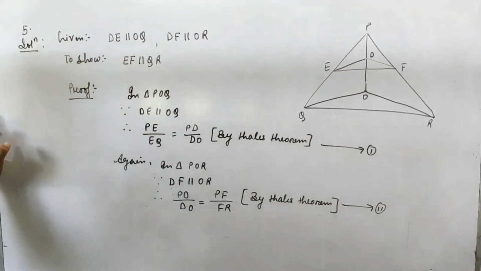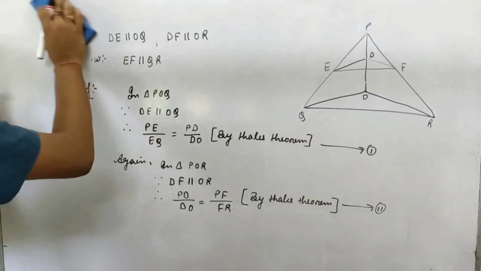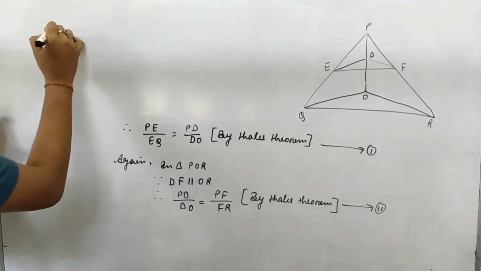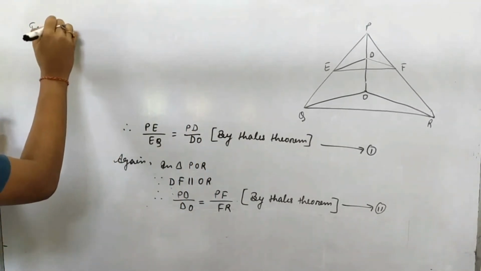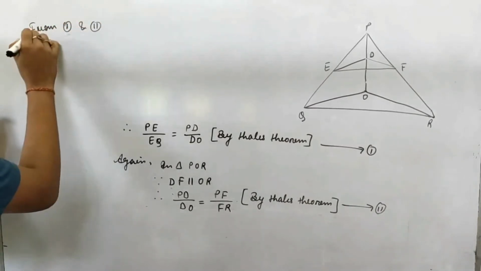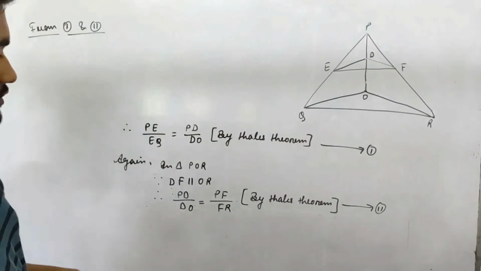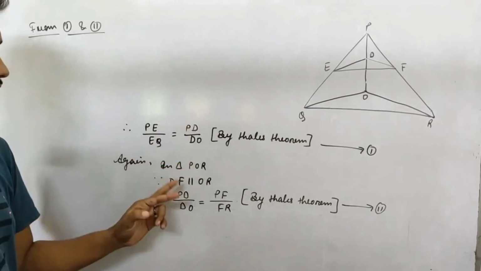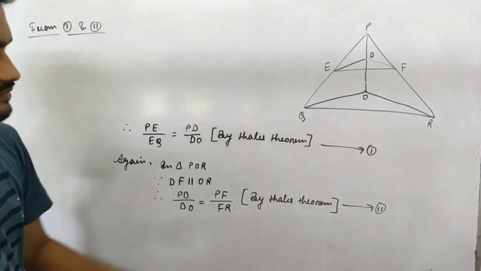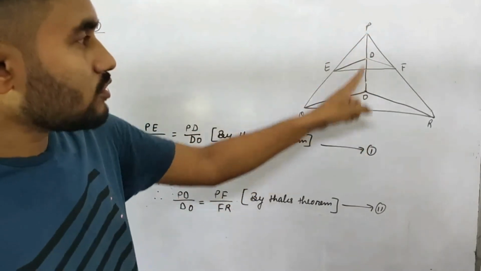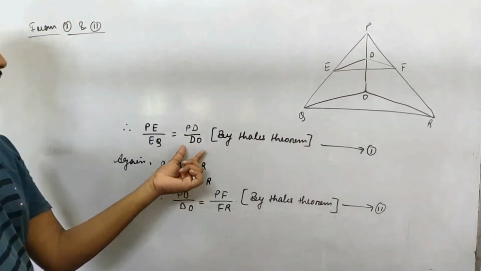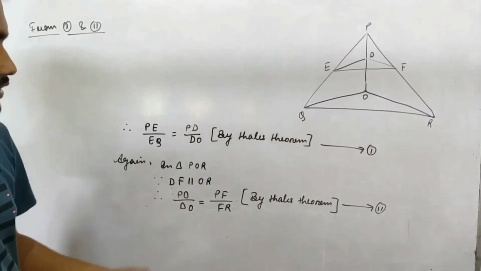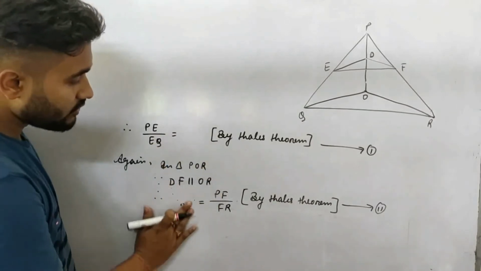Equation 2. Now again the same process, from 1 and 2. You see what is common in 1 and 2? What is common in 1 and 2? So in 1 also there is PD by DO. And in equation 2 also there is PD by DO, because this PD by DO is exactly the common side of both the triangles. So PD by DO is over here also and PD by DO is over here also. So PD by DO and PD by DO are the same.